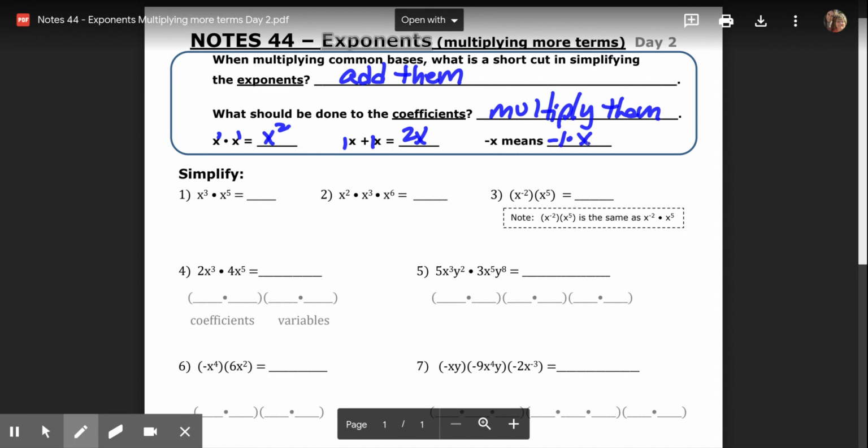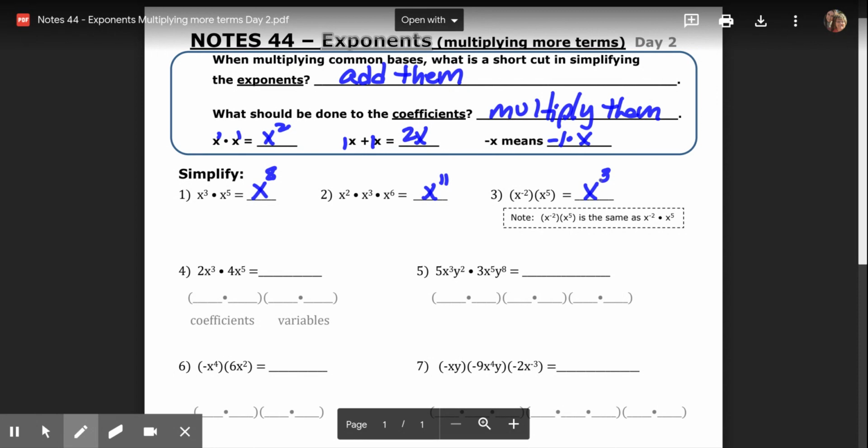All right, let's take a look at simplifying problem 1. So remember, as a shortcut, you're going to add the exponents. So 3 plus 5 gives you 8. So this is x to the 8th power. On number 2, you're going to add the exponents as well. So 2 plus 3 is 5, plus 6 is x to the 11th power. And here we have x to the negative 2nd times x to the 5th. It's the same thing as just dropping the parentheses and putting a multiplication sign. So negative 2 plus 5 gives you 3. So this would be x cubed.